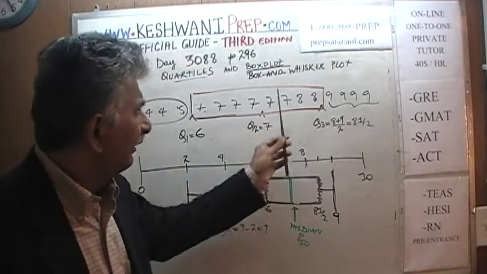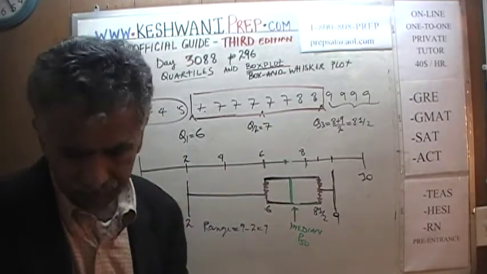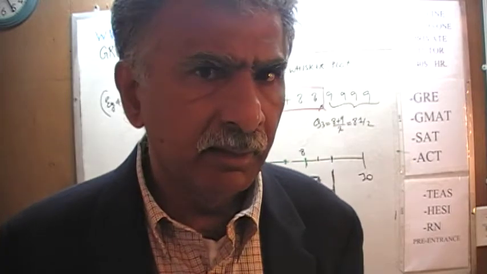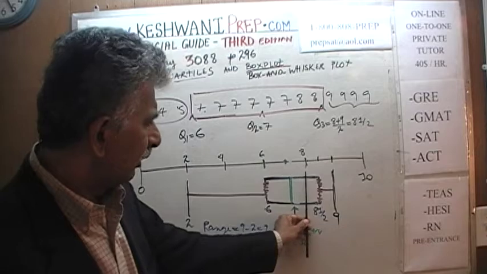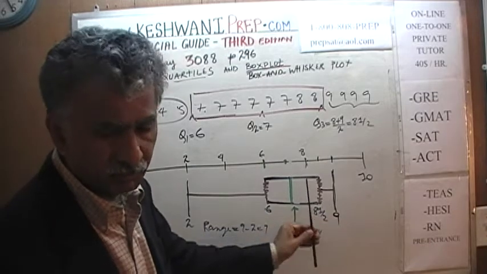That's the so-called box, and the whisker is the line that you see in the middle, which indicates, not necessarily in the middle, but the line that indicates the median. And that can be anywhere. That line could have been here, could have been here. It just tells you what the median is. Do you understand?